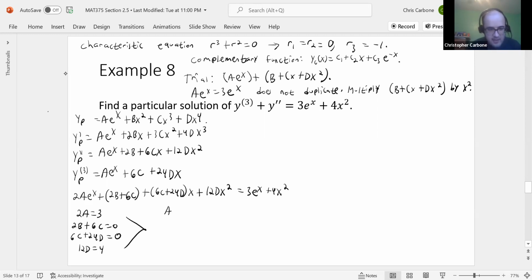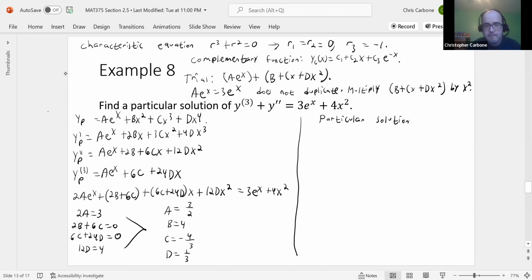This solves to give us a is 3/2, b is 4, c is -4/3, d is 1/3. So our particular solution would then be the following. y sub p of x is 3/2 times e to the x plus 4x squared minus 4/3 times x cubed plus 1/3 times x to the 4th.